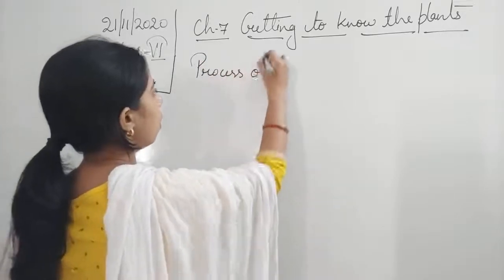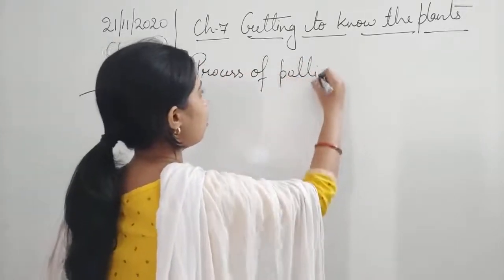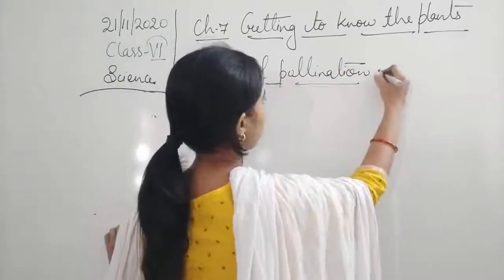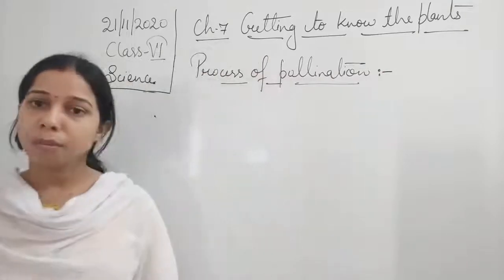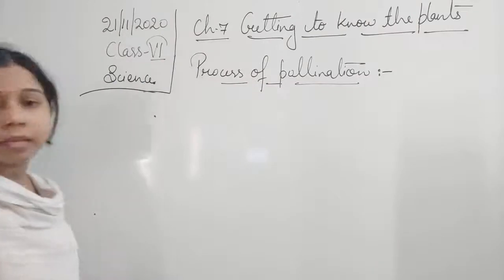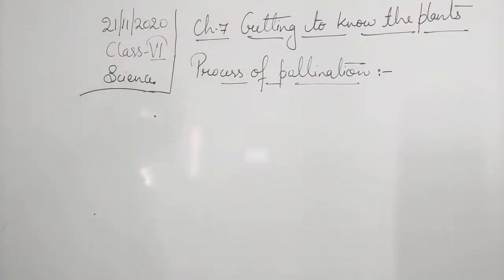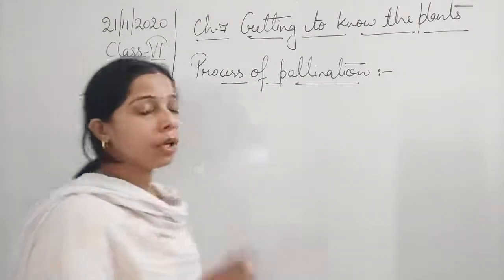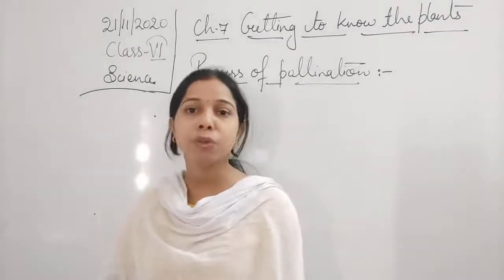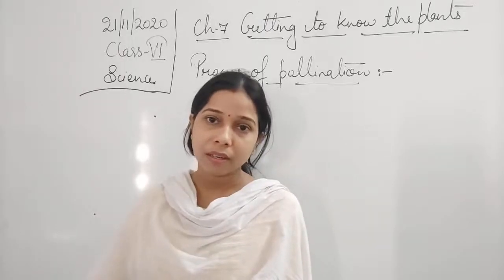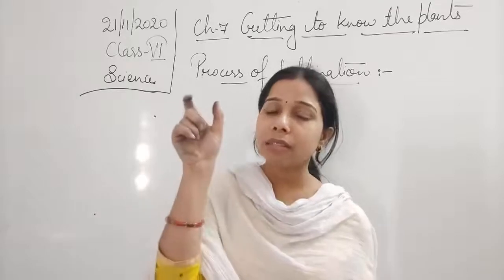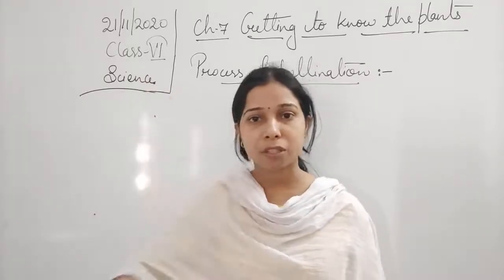Okay, now we will move forward and try to understand the process of pollination. So what happens in the process of pollination? When the pollen grains reach the stigma, ultimately this pollen grain has to reach the ovary, students, because the fertilization process occurs in the ovary. So the pollen grains from the stigma reach the ovary.